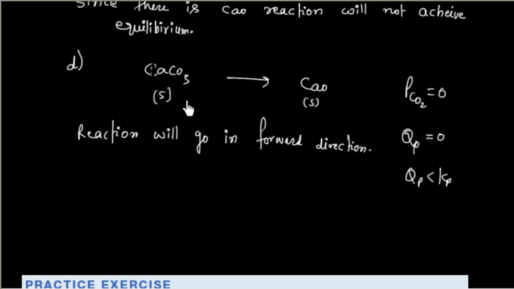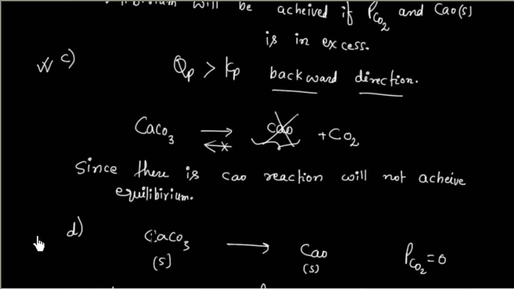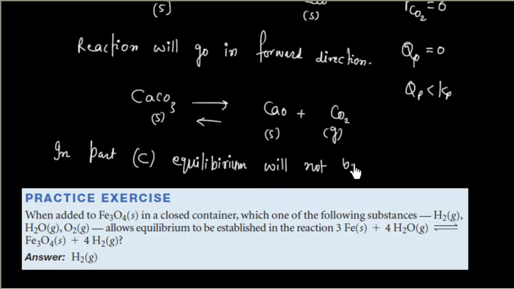That is, CaCO3 will decompose and it will give you some more CO2. So CaCO3 solid will decompose and it will give you CaO plus CO2 gas, and finally the system will attain equilibrium. So only in part C equilibrium will not be achieved; in A, B, D equilibrium will be achieved. So in part C equilibrium will not be achieved.